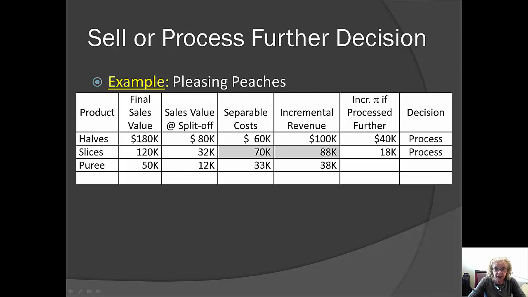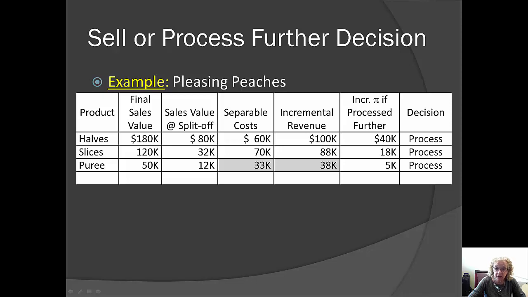When it comes to the peach puree, we increase our revenue by $38,000. It only costs us $33,000 to make the peach puree into peach juice, so it increases our profit by $5,000.